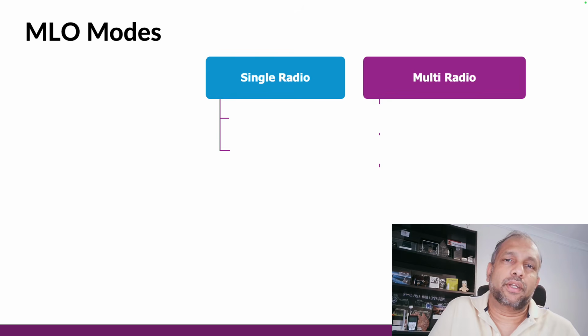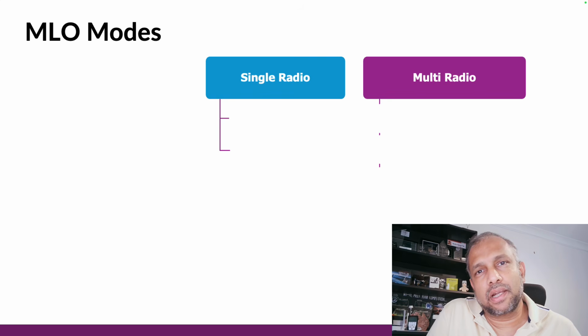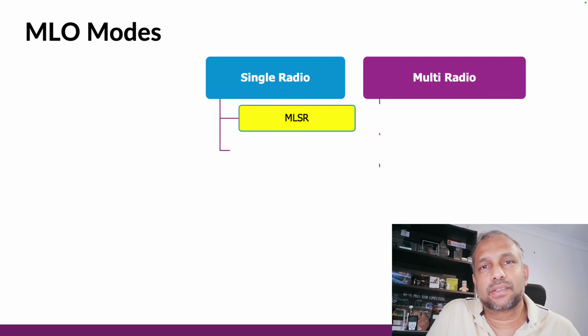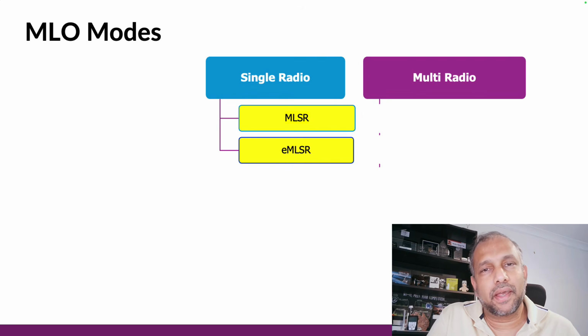Mainly, one option is called multi-link single radio. As I said earlier, if you can convert that single radio into lower capable radios, then you can have some enhanced capability. That mode of operation is called enhanced multi-link single radio.